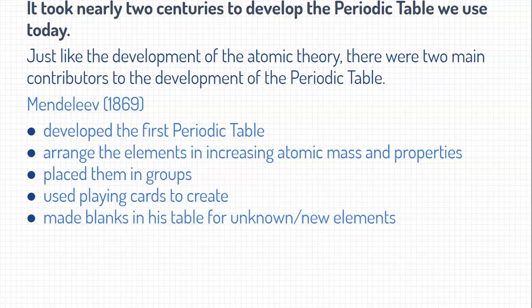And he made blanks on his table for unknown and new elements. In 1869, the majority of the elements that we have on the periodic table today were not discovered or not invented, so there were a lot of blanks in his table. When he organized it, he created space for them. So when they were invented or discovered, he would go ahead and put the information onto that table.